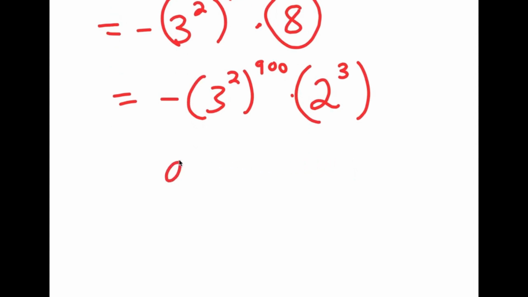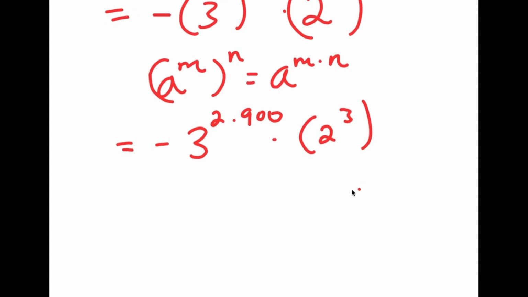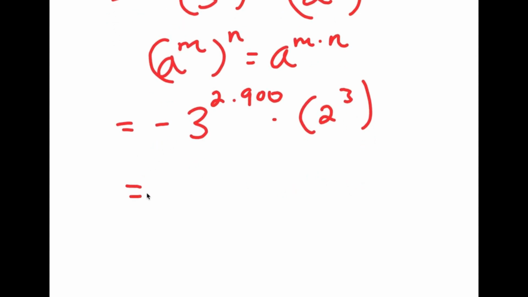And now remember, if I have something in the form a to the power of m to the power of n, this is equal to a to the power of m times n. So this can equal negative 3 to the power of 2 times 900. And now I have this times 2 to the power of 3. And if you guys didn't already know, 2 times 900 is 1800. So I have negative 3 to the power of 1800 times 2 to the power of 3.